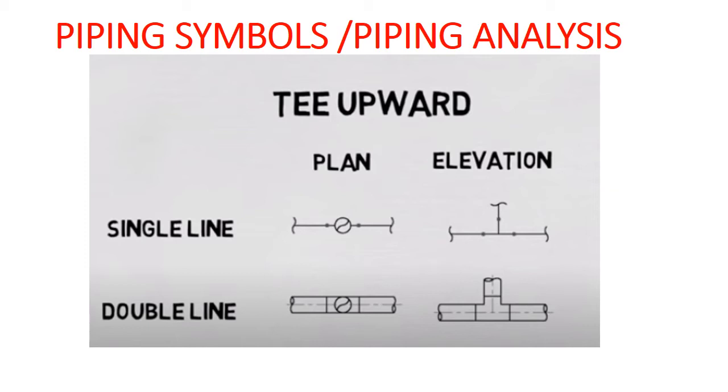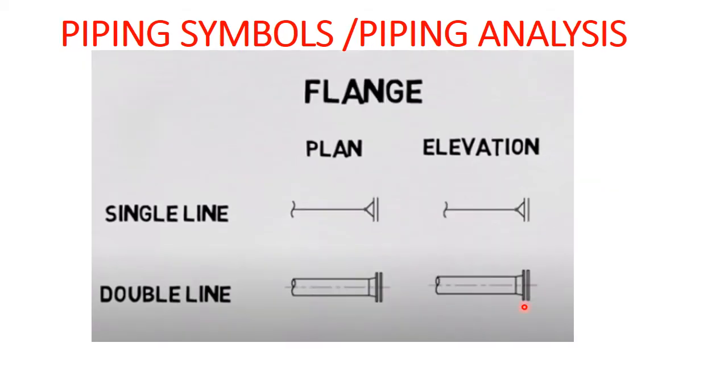These are all piping symbols. Next, we have the piping symbol for flange. The single line plane will be like this. For elevation, this is the double line plane, and this is the elevation.